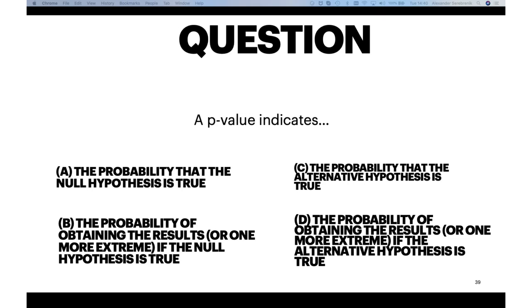The good news is that everybody who has answered so far has answered correctly. The bad news is that not everybody has answered. So I don't know what some of you are thinking. But let us hopefully assume that you are in agreement with the majority. So indeed, a p-value is the probability of obtaining the results, or more extreme results, if the null hypothesis is true. So the correct answer was B.